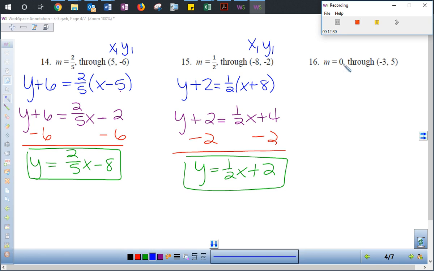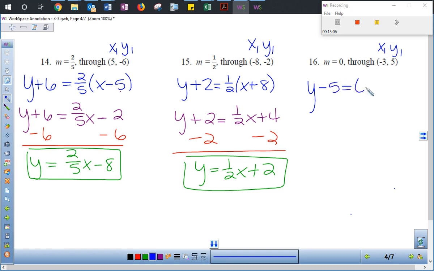On number 16, we have a slope of 0 and it goes through the point of negative 3, 5. So I'm going to show you how to do this one two ways. The first way we're going to do it is just like normal. So I'm going to identify my x sub 1 and my y sub 1, and we can substitute it in. So I'm going to have y minus my y sub 1 equals my slope times the quantity of x minus my x sub 1, so plus 3.